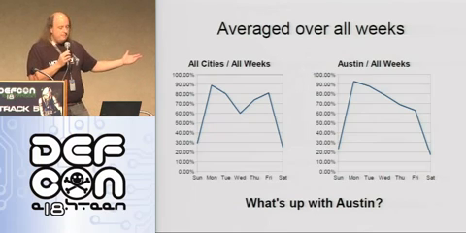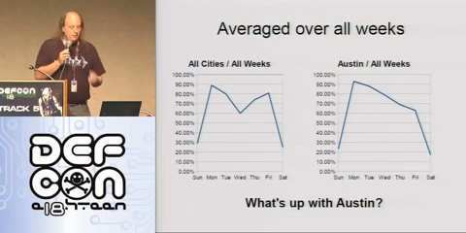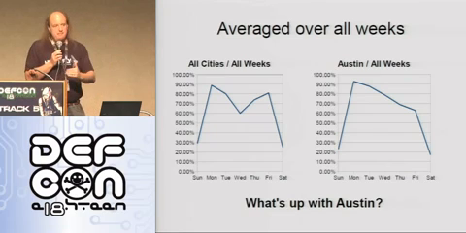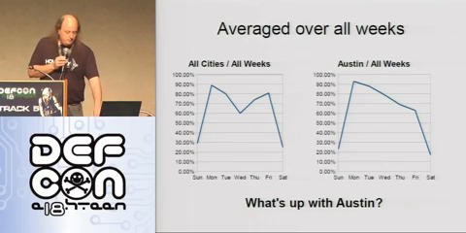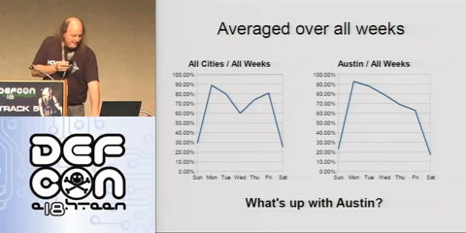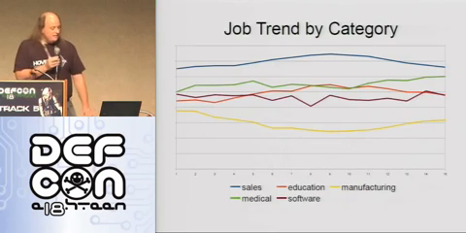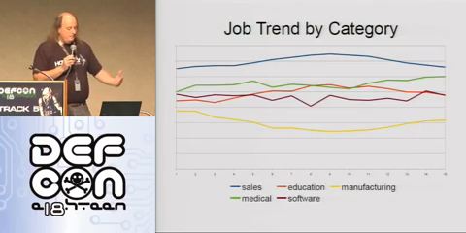On the left is what all the cities averaged together look like, and most of them follow that very closely. And Austin just has this steady decline through the week. I don't know if there's anything useful to be taken out of that other than Austin's kind of weird, but maybe someone's from there, they can explain it to me. So, moving on, looking at some other things.